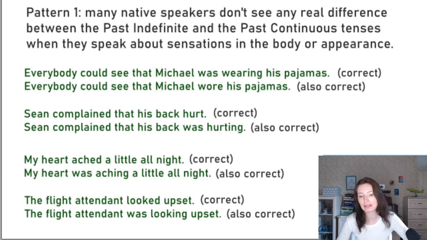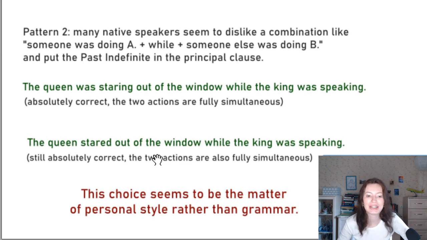And for us, it may be a difference. Many native speakers are lazy to use the past continuous here. Then the next situation when many native speakers seem to have a problem is that a lot of people dislike a combination. When you say, for example, I was washing the dishes while my husband was walking the dogs, for instance, or while my grandfather was working in the garden.